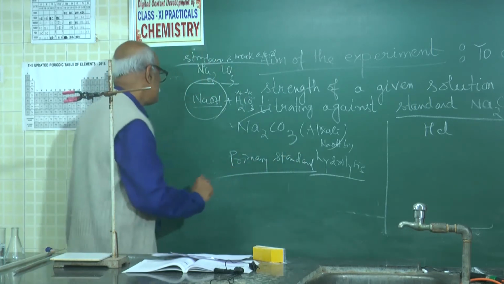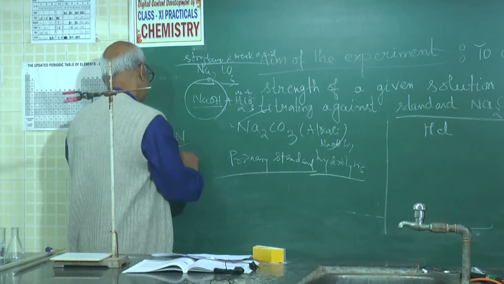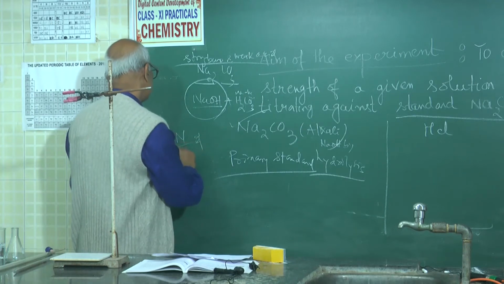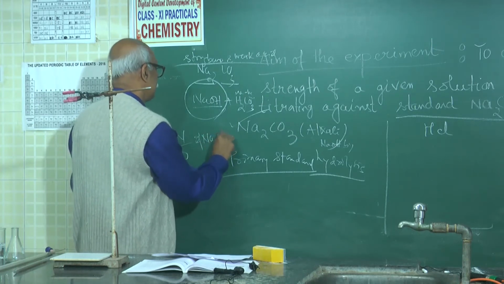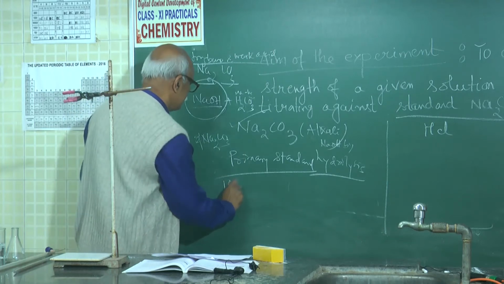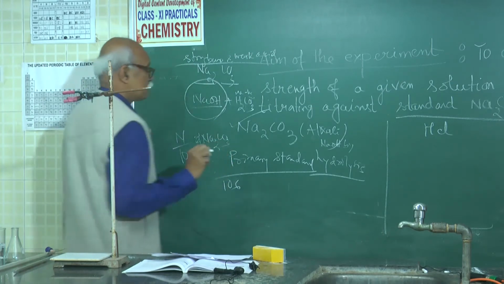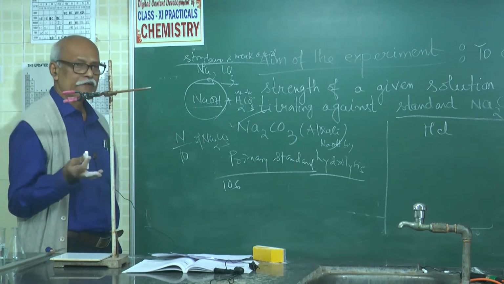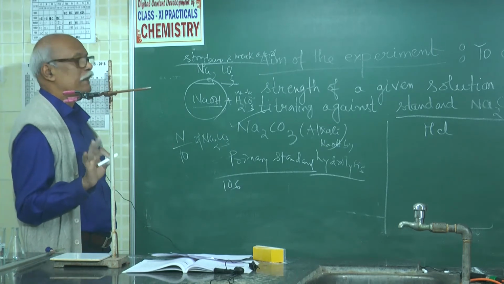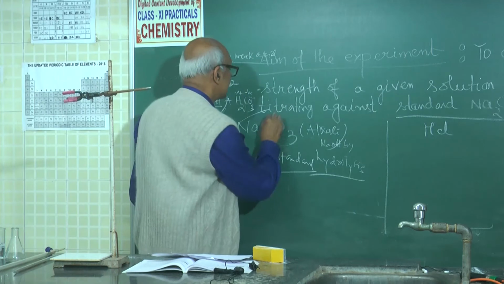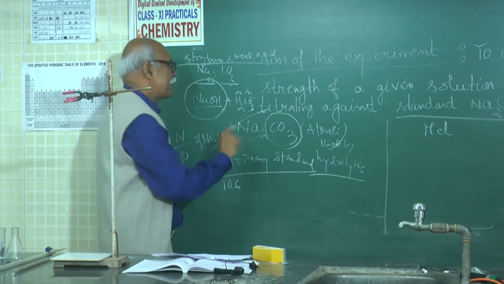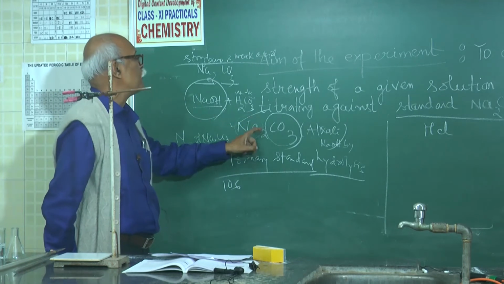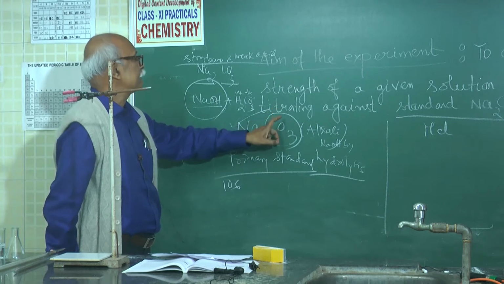So how to prepare N by 10 solution? Let us prepare N by 10 sodium carbonate solution. Sodium carbonate molar mass is 106. Student, you remember how to calculate the molar mass. For an ionic compound, molar mass is the sum of the ionic masses. By adding simply, you can find it out: 23 into 2, 12 into 1, 16 into 3.